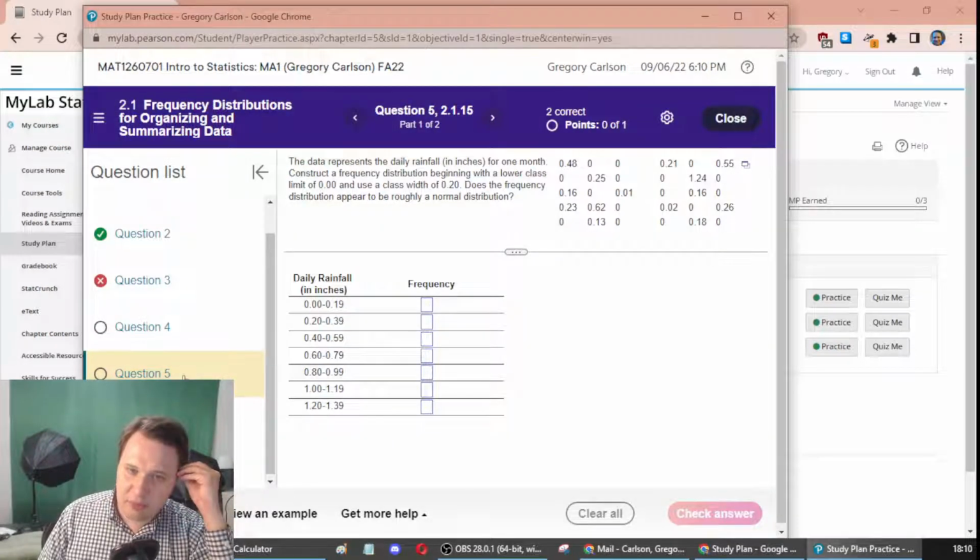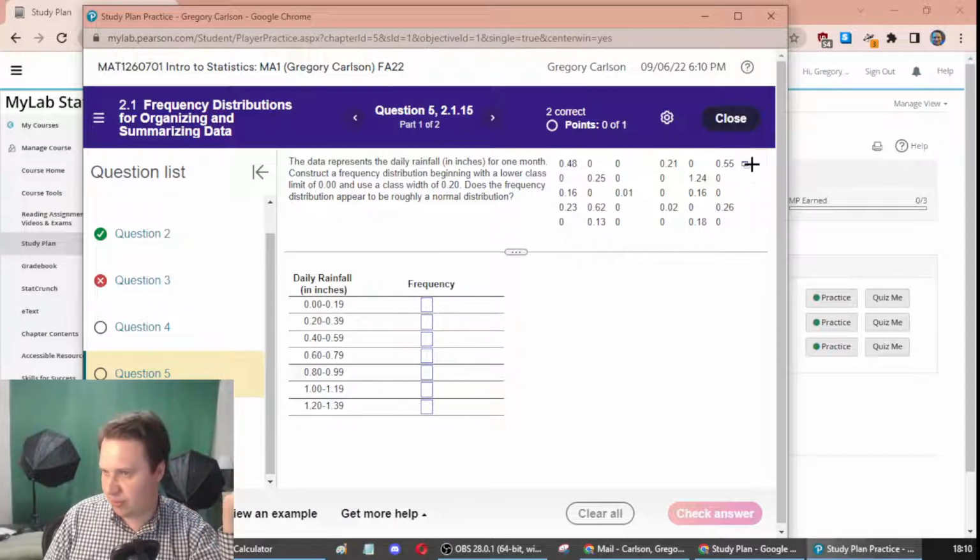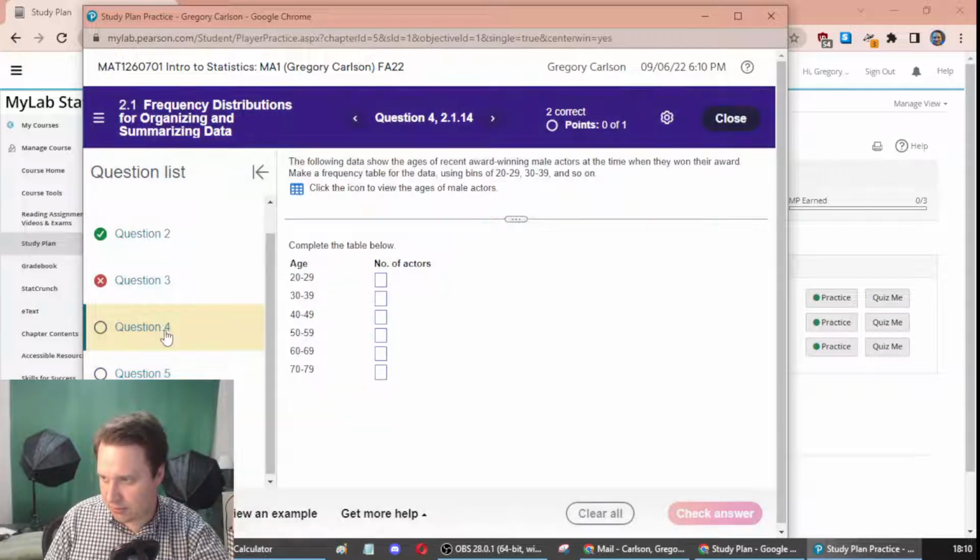This question is maybe one of the most annoying in the entire course. So here we have the data for rainfall. Oh, wait, this is the exact same thing as the other problem. Never mind. Again, just open it in Excel and you can count the data and put in the frequency table.